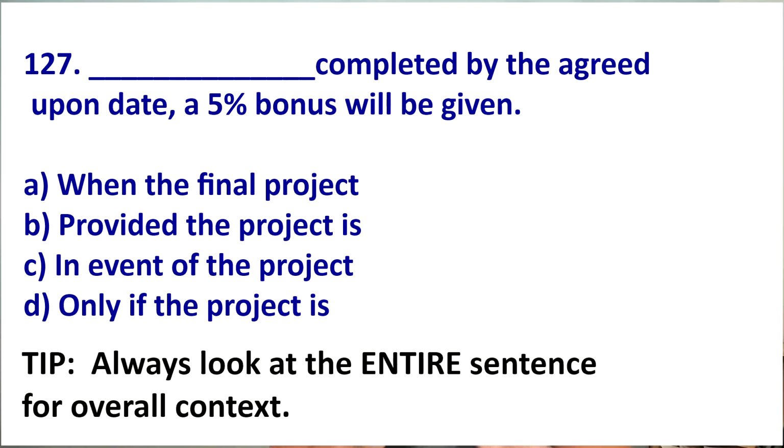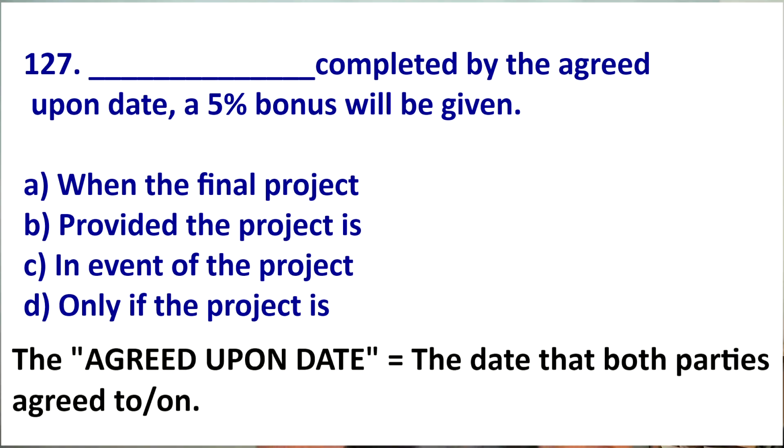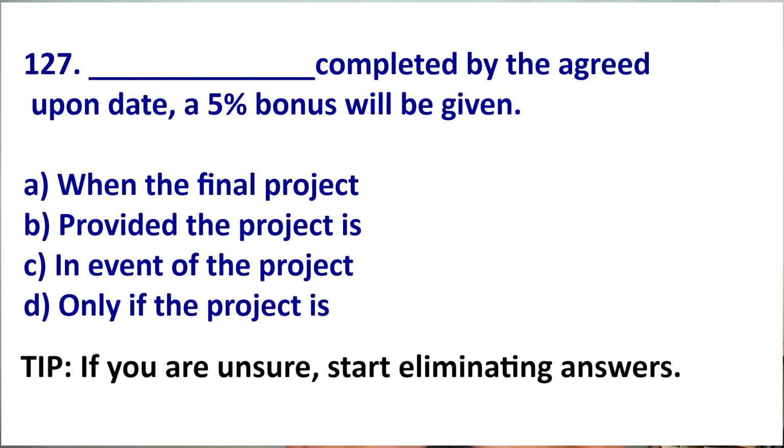Tip 1, like I always say, read the entire sentence and understand the context. Don't just look at one small section. So we can see completed by the agreed upon date. An agreed upon date is a date that we both agree on. A 5% bonus will be given. Oh, that's good.